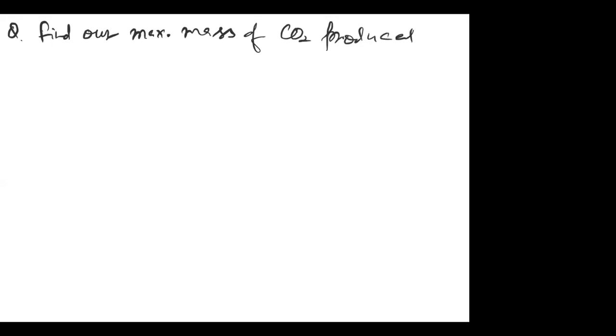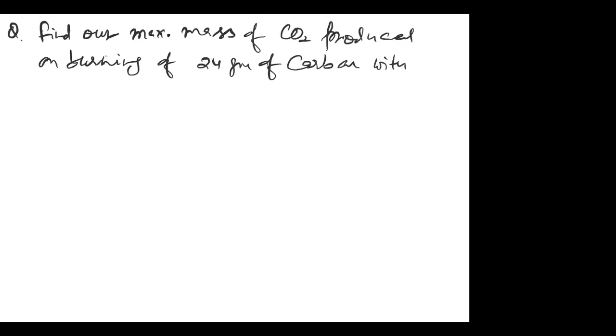Let's say another one. Find out the maximum mass of CO2 produced on burning of 24 gram of carbon with 32 gram of oxygen. You have to find out the maximum mass of CO2 produced on burning of 24 gram of carbon with 32 gram of oxygen.